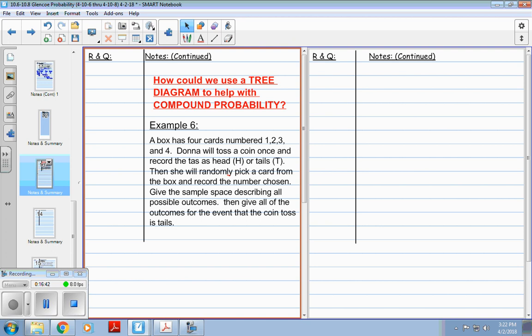So in this problem, we have 2 events. We have this first event, the box of cards being pulled, and then we have the second event, a heads or a tail. So we know they're connected because of this sentence. She will randomly pick a card from the box and record the number chosen. So they're trying to connect these 2 outcomes together. The key for this is to separate the 2 outcomes. The first thing we are doing is we are choosing a card from the box.